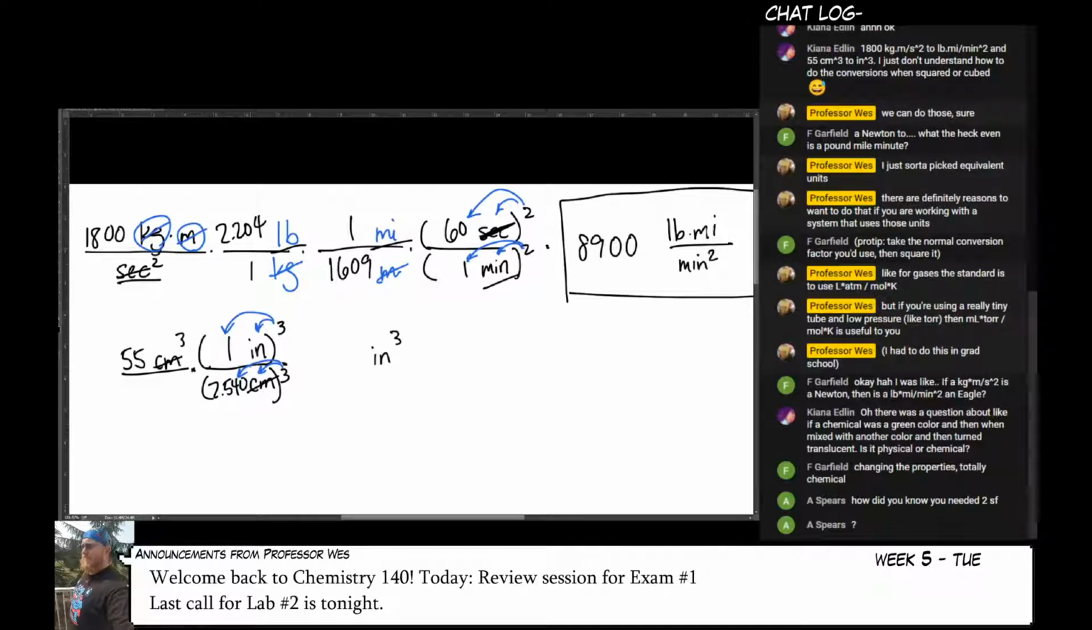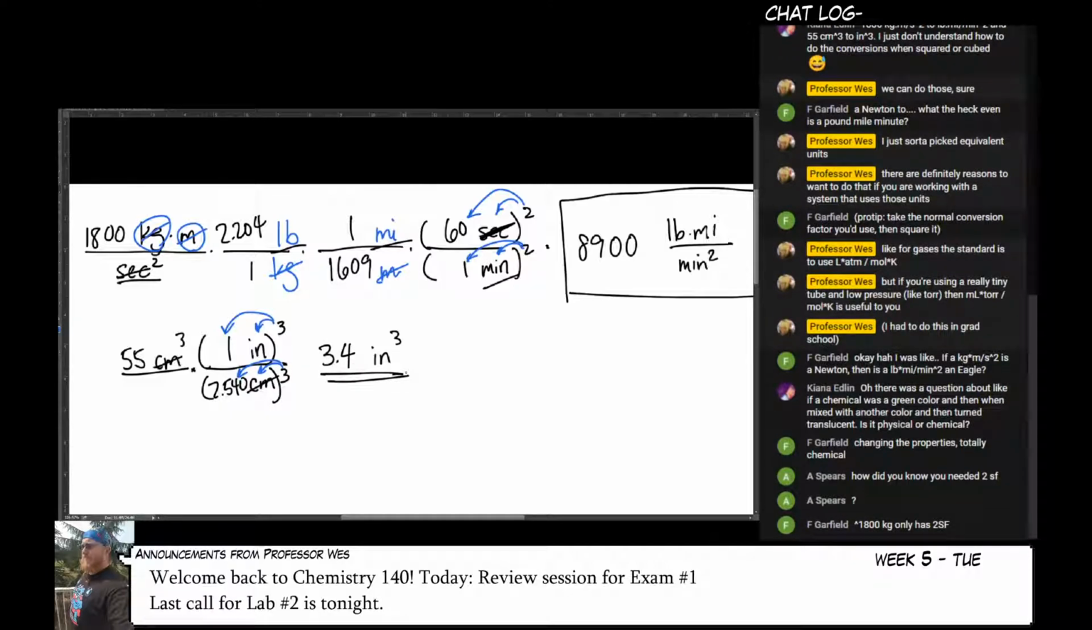So I would be doing 55 divided by 2.540 cubed. And the answer I get is 3.4 cubic inches. Yeah, this number over here had 2 sig figs. So my answer also only has 2 sig figs. Same thing here.